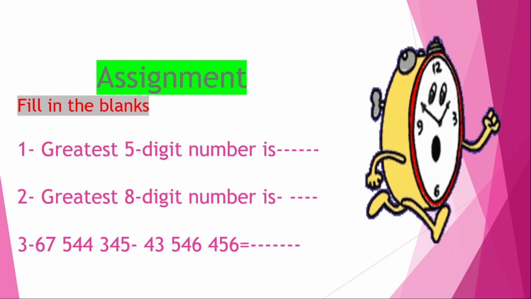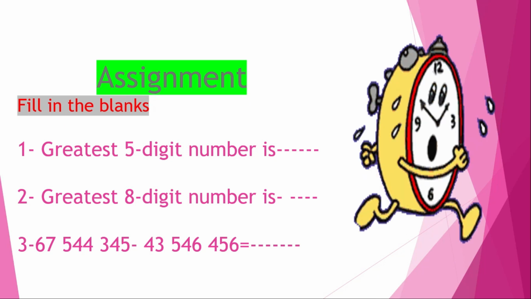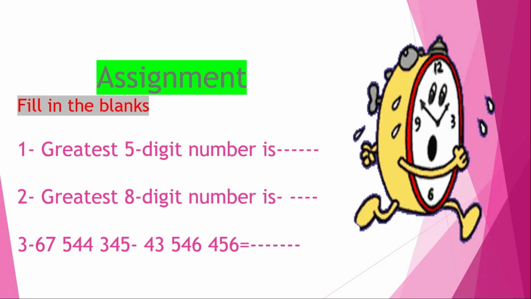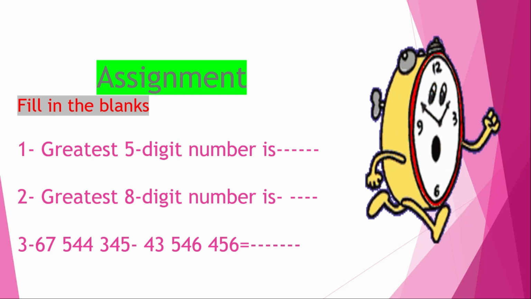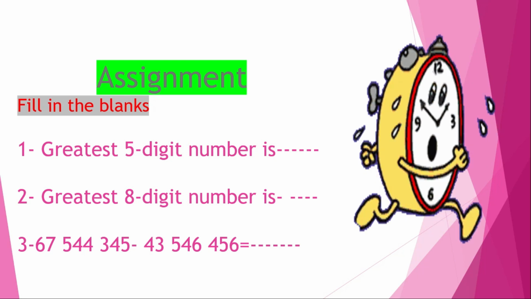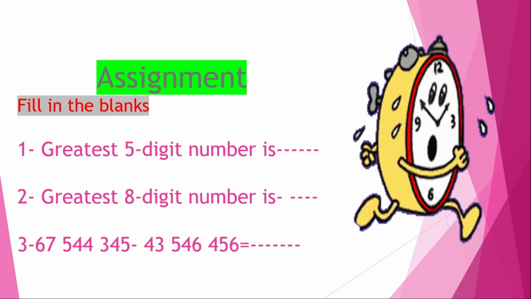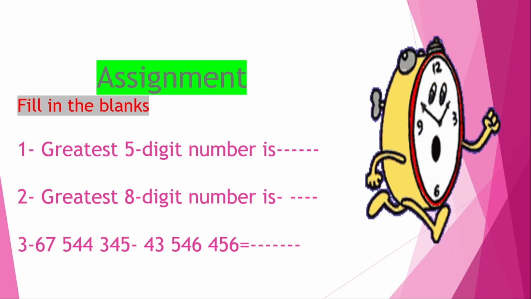Now the assignment: you have to fill in the blanks. The greatest 5-digit number is, the greatest 8-digit number is, and subtract these two numbers. You have 30 seconds to think about it and solve it. I will come back after the 30 seconds.